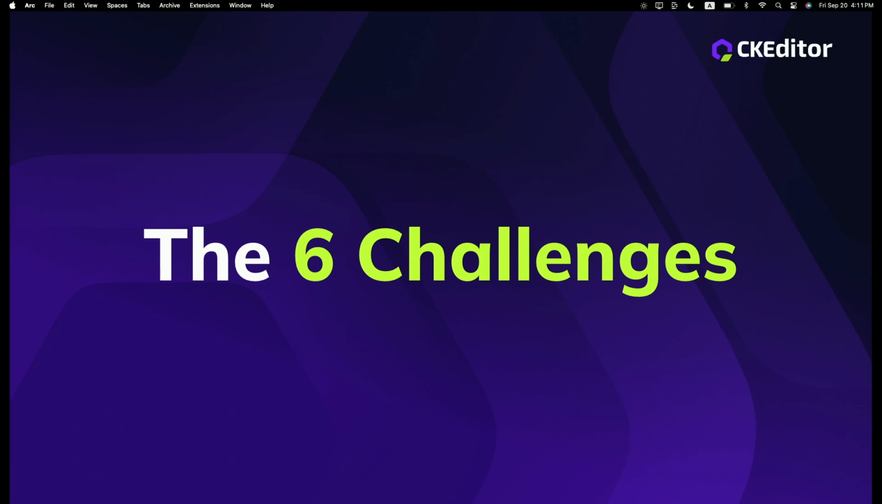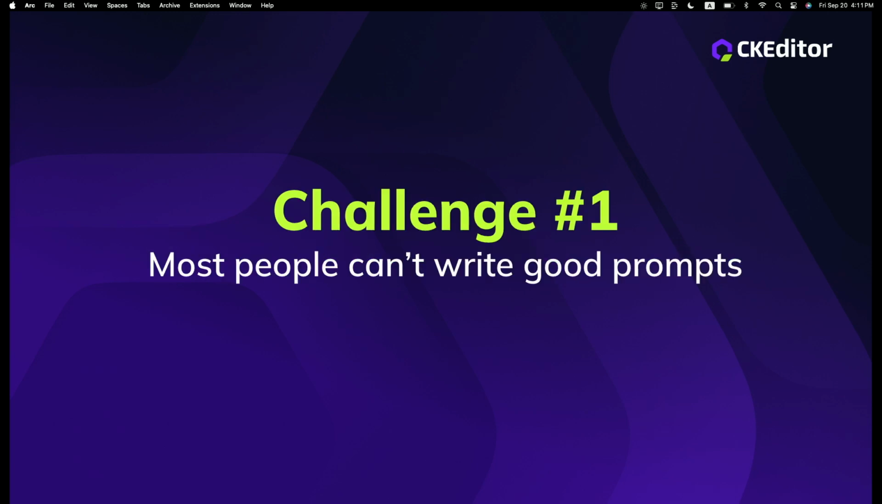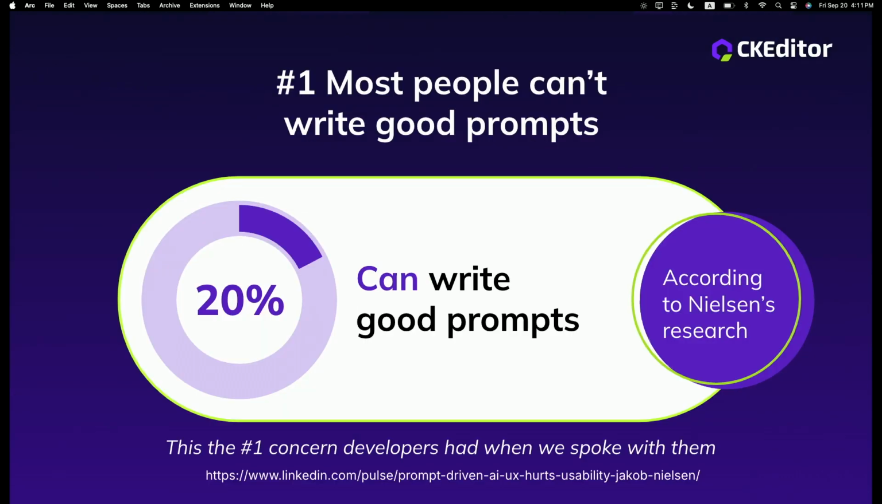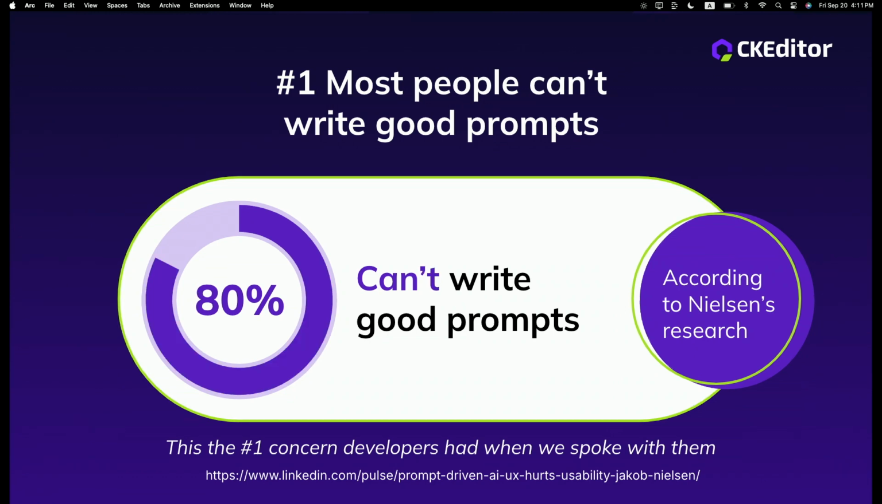So let's go to the 6 challenges. Challenge number 1: most people can't write good prompts. With LLMs today, you interact with them like you're typing a sentence. And this is backed by research. There's a great LinkedIn post by Jakob Nielsen. He's part of the Nielsen Norman Group, if anyone has heard of that. It's a very famous UX group. And it basically says that 20% of people can write good prompts, which means 80% can't write good prompts.